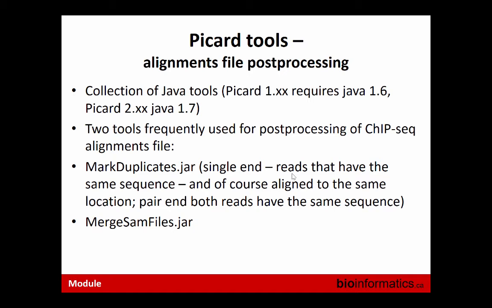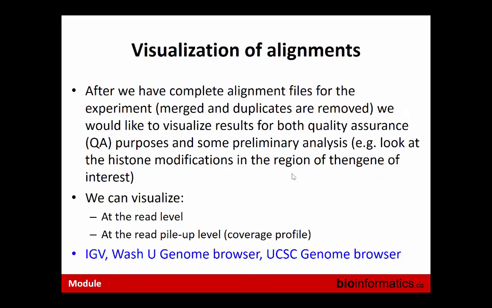Very often our experiment data is spread across multiple lanes or multiple chunks. It's even advisable sometimes to spread your data to avoid certain biases, and then you want to merge them, and MergeSamFiles will do it for us. So just for you to know, those are very simple tools, but they exist and are sometimes useful. So I came to the visualization part, and maybe you have any questions at this moment.